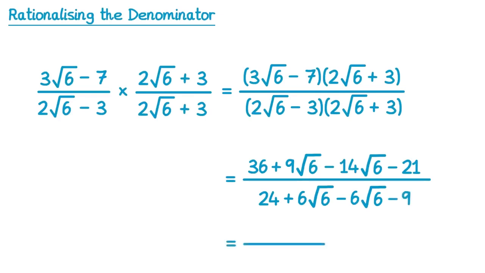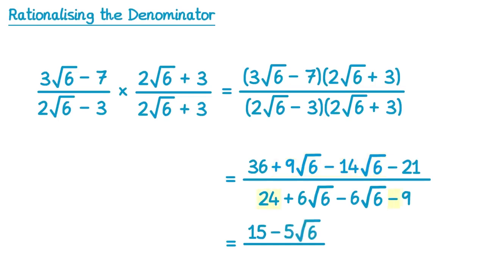On the top we have 36 minus 21, which is going to give you 15. And we've also got 9 root 6 take away 14 root 6. If you do 9 take away 14, you end up with negative 5, so it's negative 5 root 6.